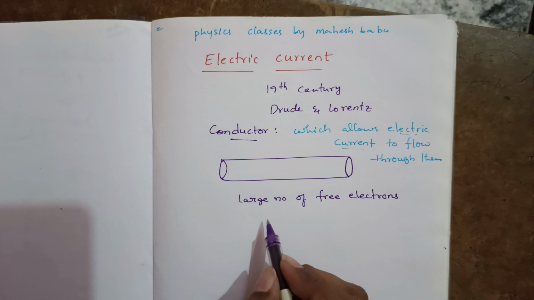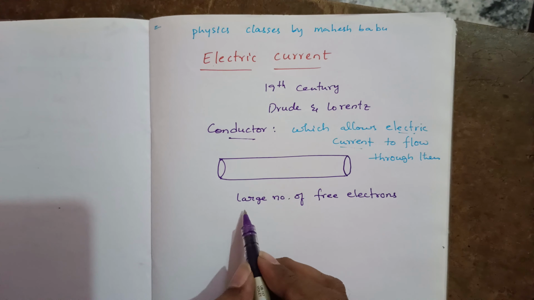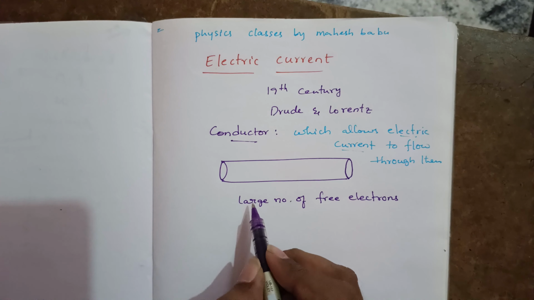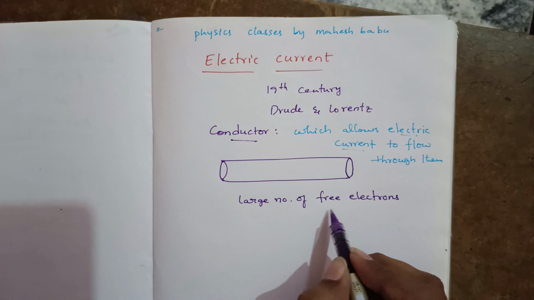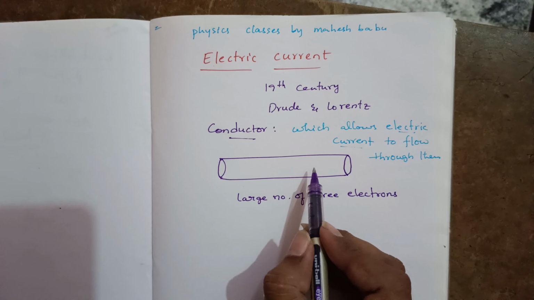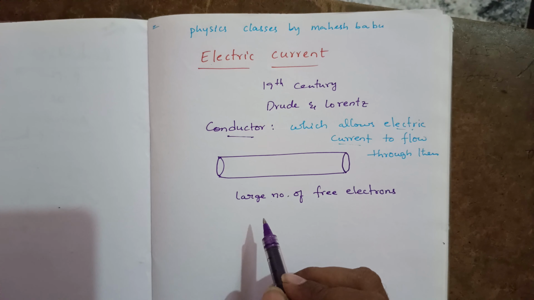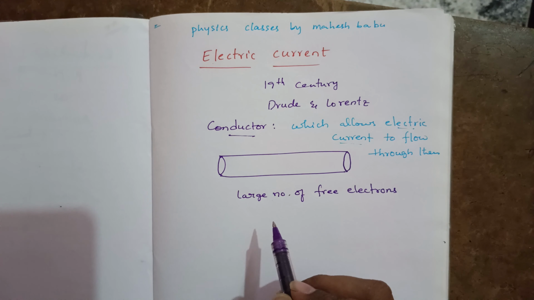Why are we saying a large number of free electrons? Large number means there are more electrons present in the conductor. Free means they are able to move freely in the conductor.